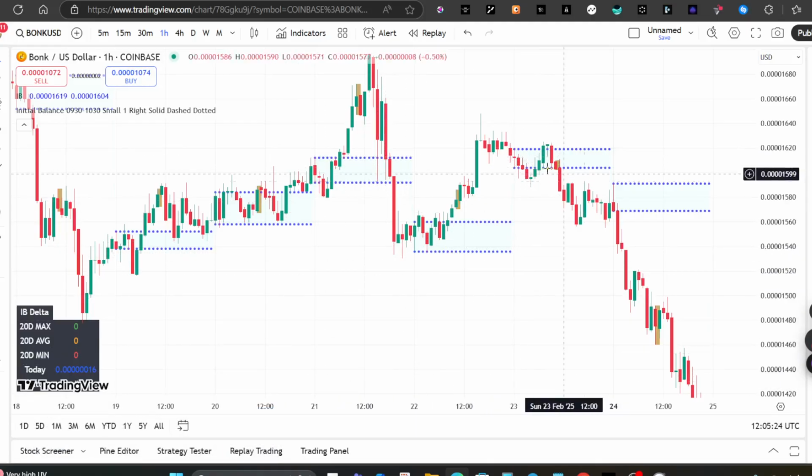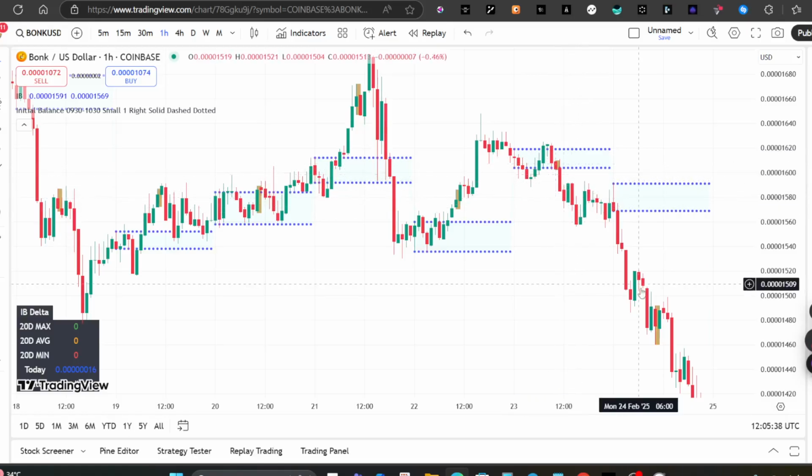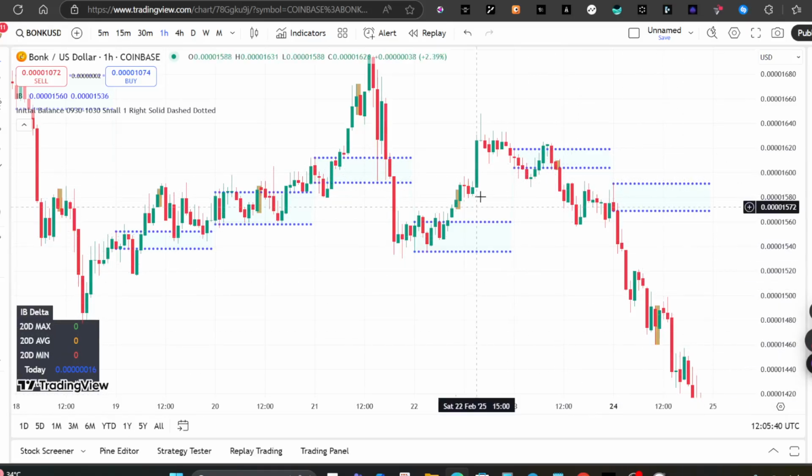On the other hand, if price breaks below the range marked by the indicator at any given point in time, it shows that bearish momentum took over, showing that there is bearish pressure in the market, and that's going to be a sell opportunity, like what we see happened here. This was a bullish breakout, this was a bearish breakout.